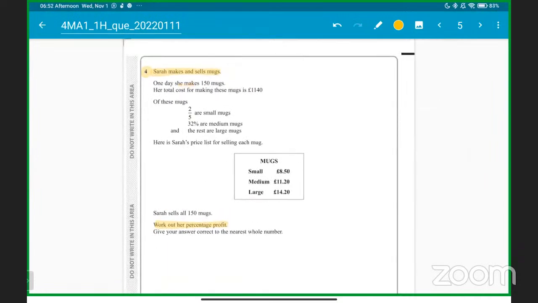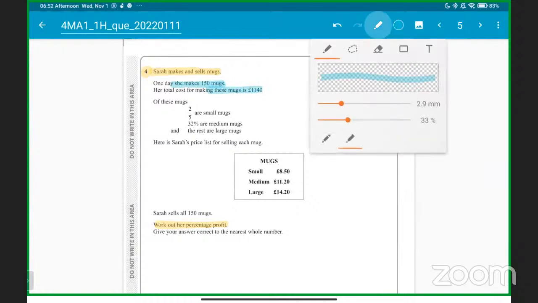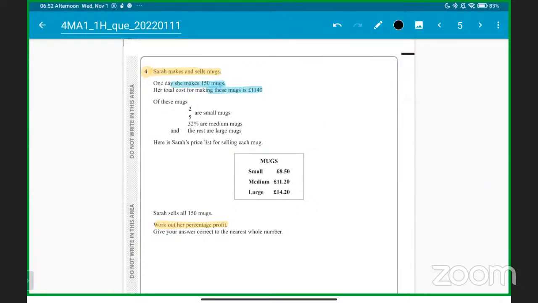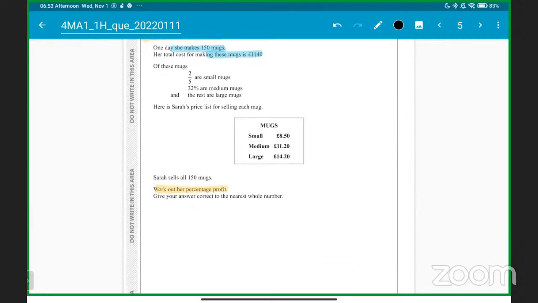So very important. Okay. So we have Sarah makes and sells the mugs. One day she makes 150 mugs. Her total cost of making these mugs is 1140 pounds. Of these mugs, 2/5 are small mugs, 32% are medium, and the rest of the mugs are large mugs. Here are the selling prices of these. She sells all the mugs. We have to work out her percentage profit. So we'll start with the cost of the mugs. Cost of all the mugs is 1140.